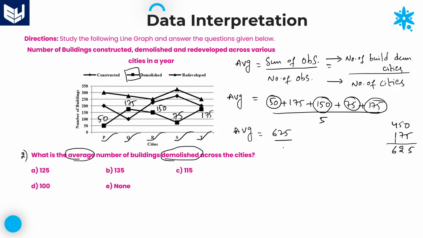625 divided by 5. You just cancel with the 5 table. 5 ones are 5, and next 1 is left over, 12. 5 twos are 10, and next 2 is left over, 25. 25 means 5 fives are 25. Therefore the required average number of buildings demolished across the cities is 125. 125 is the right answer for this question, which is option A. Option A is the right answer.